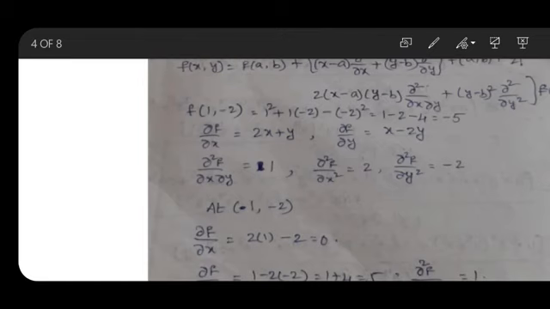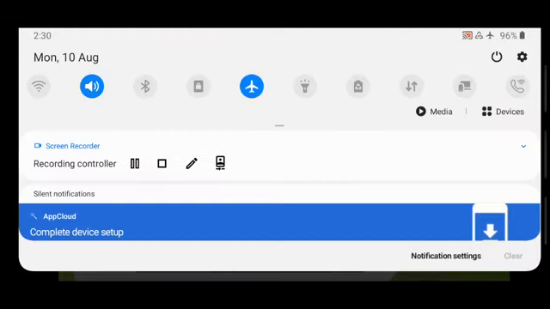So in this ∂f/∂x, substituting x equal to 1, ∂f/∂x at the point (1, −2) will be 2 into 1 minus of minus 2. Here there is already a plus, so plus 2, 2 into 1 is 2, minus 2, this will be 0. So ∂f/∂x is equal to 0.